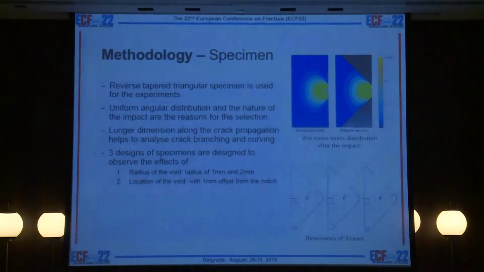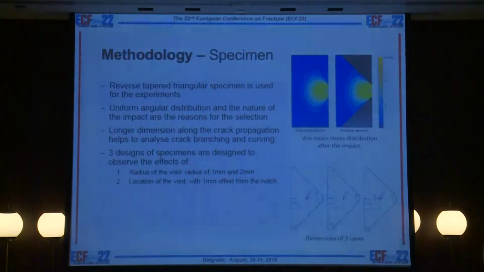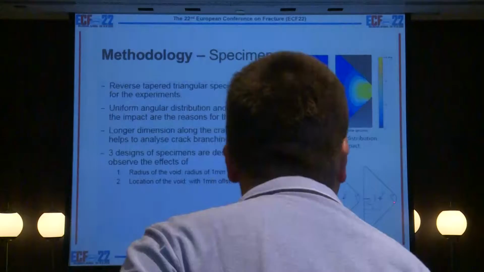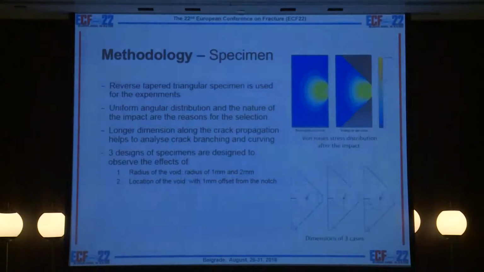So here I have considered mainly 3 sets of specimens. One with 2 mm radius, this is considered as reference, and in the second case, a symmetric void of radius 1 mm, and that is to observe the variations of radius, how void radius affects the dynamic fracture. And in the third case, there is an offset of 1 mm, that is to observe the effects of the location of the void.